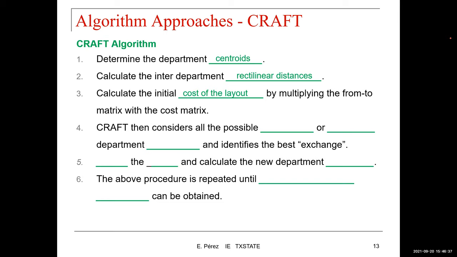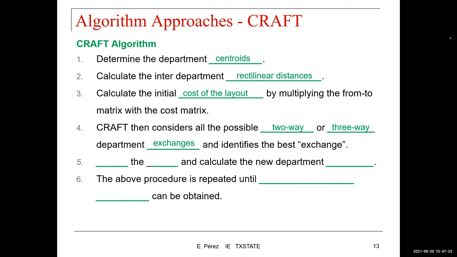CRAFT then considers all the possible two-way or three-way department exchanges and identifies the best exchange. So we start with an initial layout, we do all possible exchanges, and then we identify the one that gives you the minimum cost. You find that exchange that gives you the minimum cost. We update the centroids, and then we repeat the process. We stop when we find out that there's no additional exchange that will improve the minimal cost that you have found so far. Okay, so it's an iterative process.